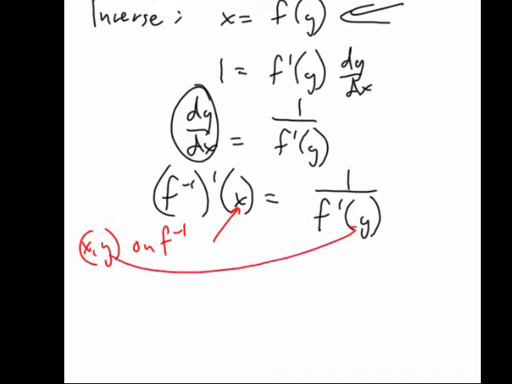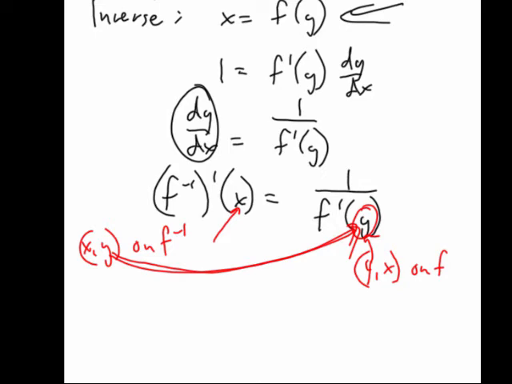This y over here is on the inverse. If x comma y is on the inverse, we know that y comma x is on the original function. So you can think of this y as the y coordinate of the inverse, or the first coordinate of the original function.